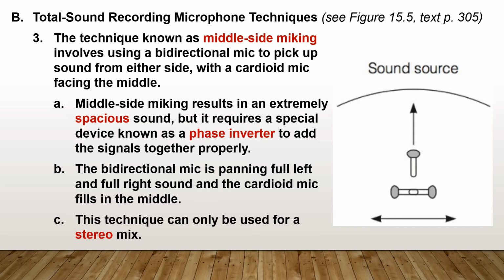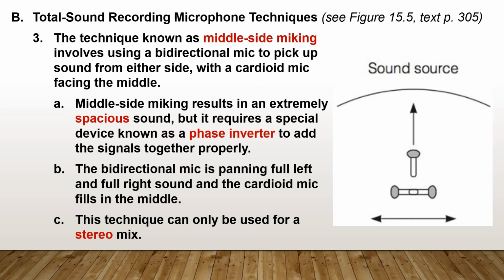Middle side miking results in an extremely spacious sound, but it requires a special device known as a phase inverter to add the signals together properly. We talked last time about sounds dropping out from the middle, even though you have a mic pointed at the middle. You could still possibly not pick up all the sounds due to certain phasing issues.